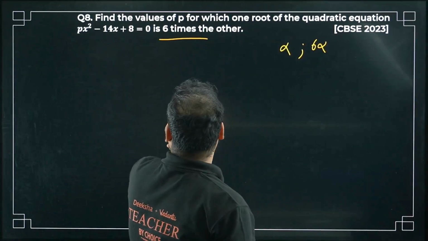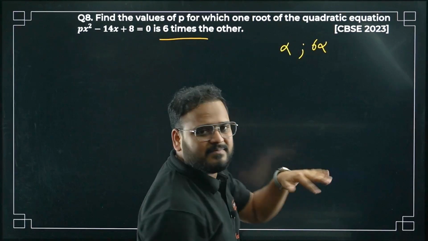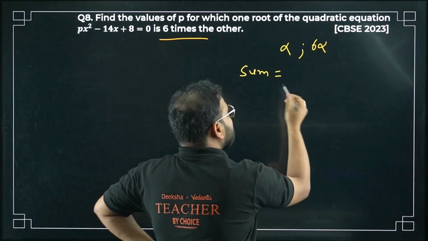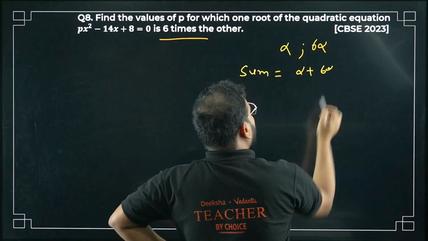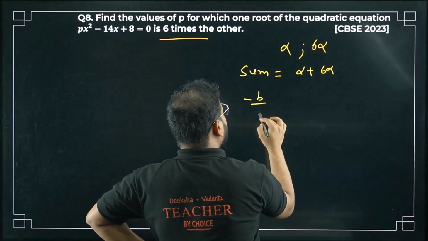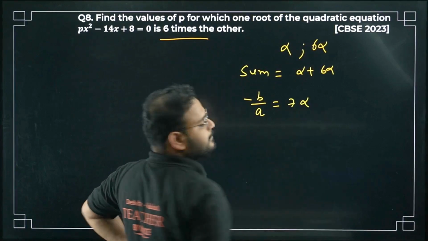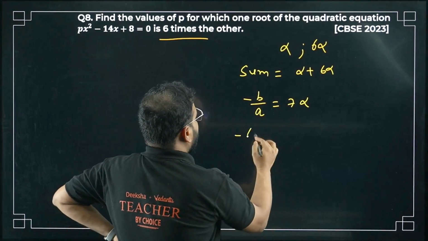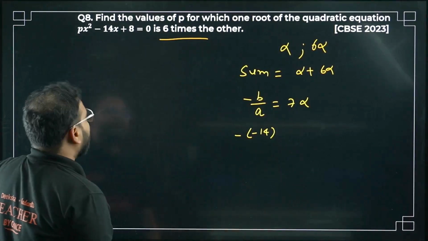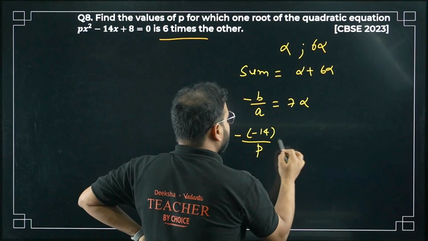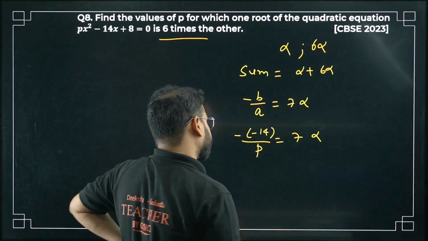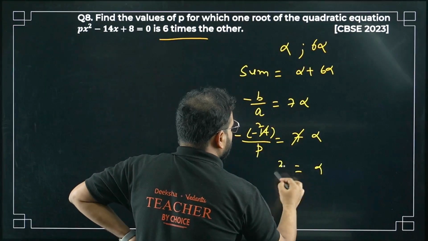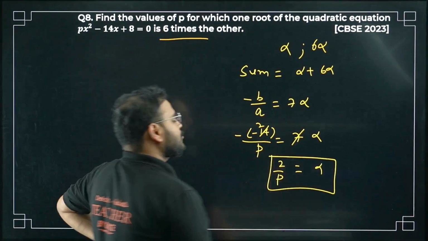So we can find the relation between sum and product to get our result. Sum of roots is alpha plus 6 alpha, which is 7 alpha. The formula is minus b by a. Minus of minus 14 is 14, divided by a, which becomes p here. So 7 alpha equals 14 by p, giving alpha as 2 by p.